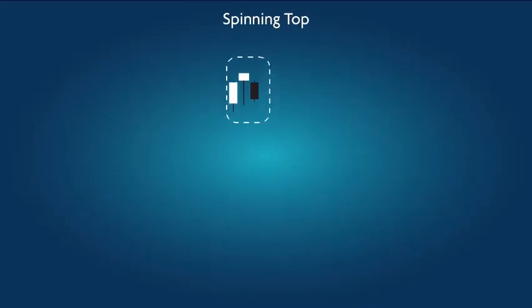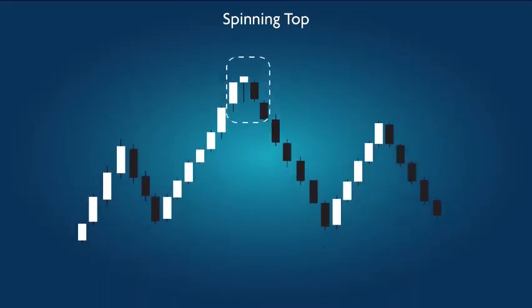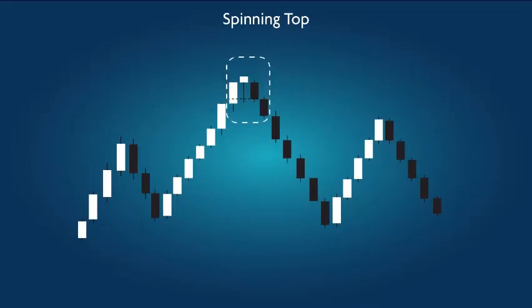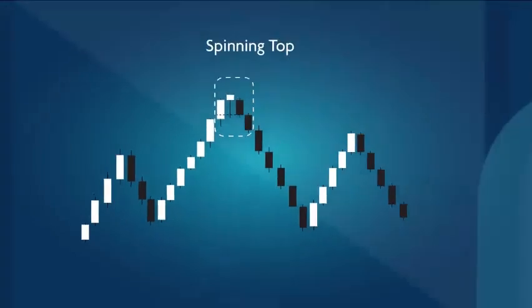Spinning top, a bearish pattern. At the pattern's peak is a narrow range candle with two tails, followed by a black candle that falls at least halfway below the body of the clear candle preceding the narrow range candle.